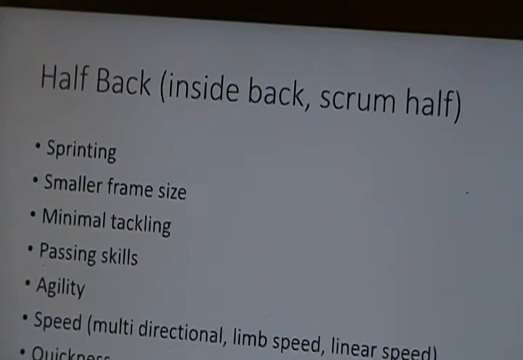He needs to be quick and responsive and reactive. He's the one that makes most of the decisions in the team. So once he makes the decision, he needs to be able to respond quickly and reactively. He's the one that handles the ball more than any other player, so he has lots of duties in a game of rugby.